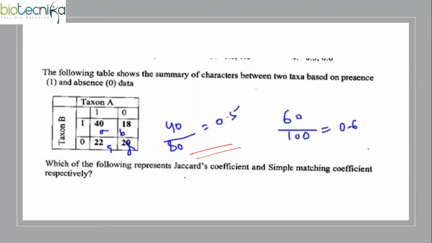How is it so? So we are taking up 40. Can you see the characters which are present? That means 1, 1. This is present for both taxon B and taxon A. So 40 divided by 80. Okay. So these are the next attributes we are taking: 22 plus 20 plus 18. So if it's coming 80, now it's 0.5.